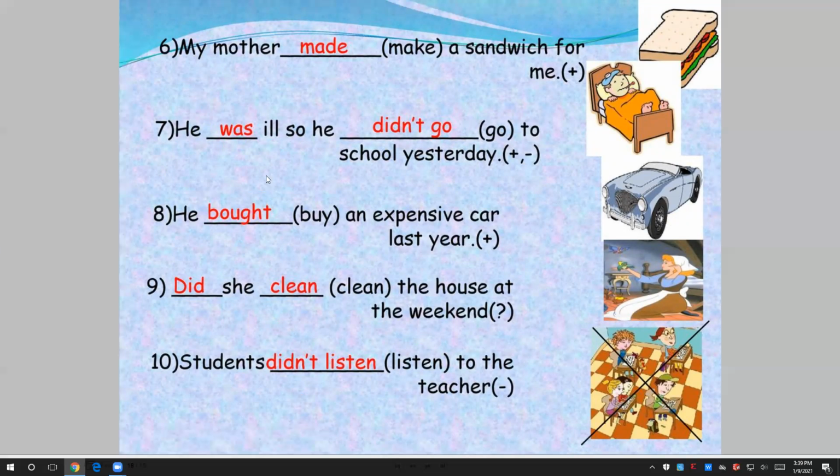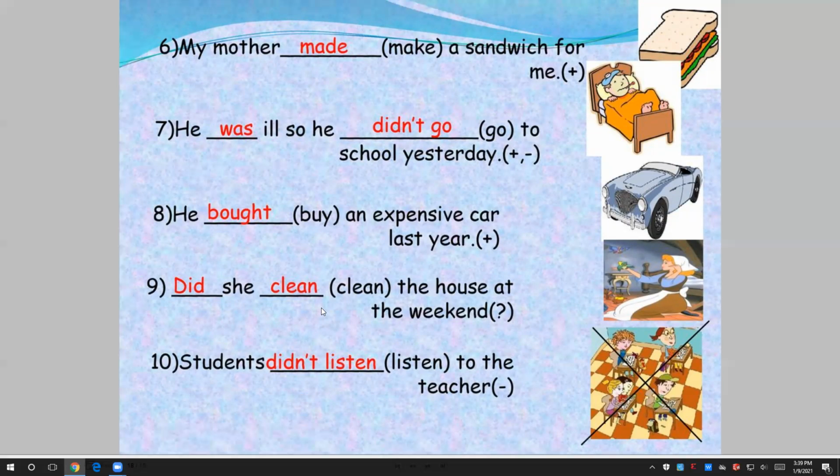Let's have some more examples. My mother made a sandwich for me. Again, it is in past simple tense. He was ill, so he didn't go to school yesterday. We have both positive and negative sentence. He was ill, positive, so he didn't go, negative. He bought an expensive car last year. Did she clean the house at the weekend? Students didn't listen to the teacher.